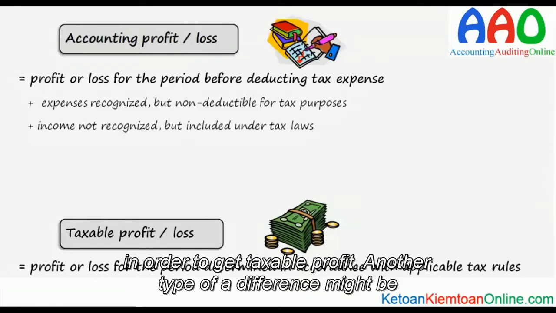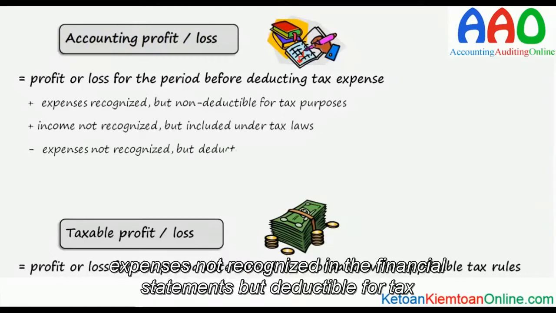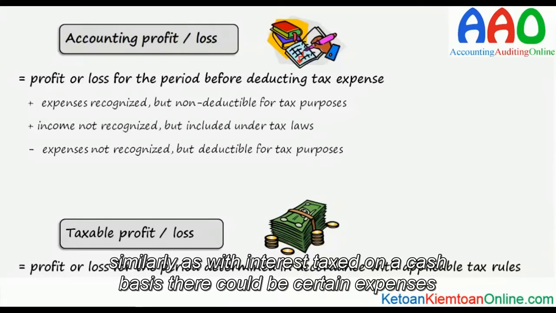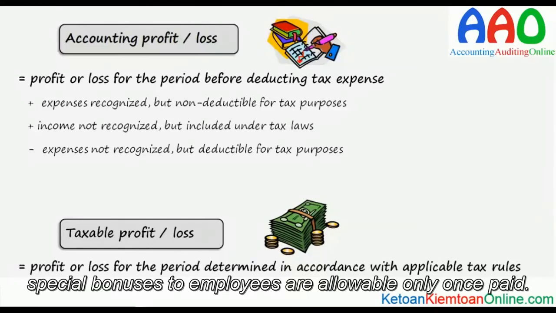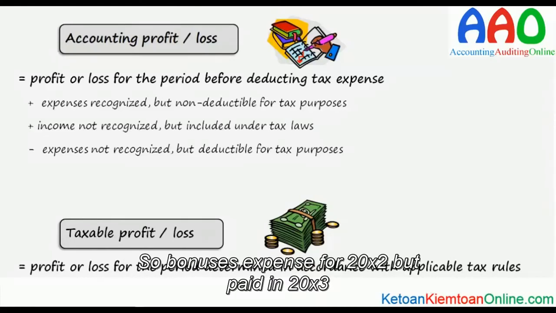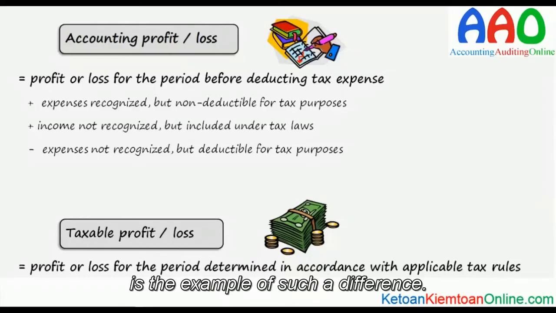In other words, you have to add such income to the accounting profit of 20x3 in order to get taxable profit. Another type of a difference might be expenses not recognized in the financial statements but deductible for tax purposes. Similarly, as with interest taxed on a cash basis, there could be certain expenses allowable only when you actually pay them. For example, in some countries, special bonuses to employees are allowable only when paid. So bonus expense for 20x2 but paid in 20x3 is the example of such a difference.